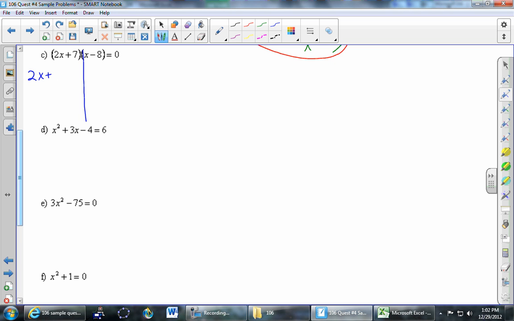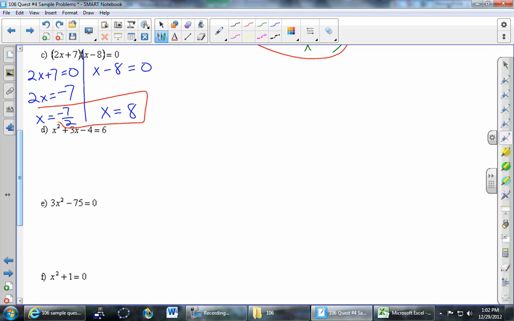Either 2x plus 7 is 0 or x minus 8 is 0. So don't FOIL just because there's things that you can FOIL. So subtract 7 and divide by 2. Add 8. And we have our two answers. Don't take an easy problem and make it hard by foiling.